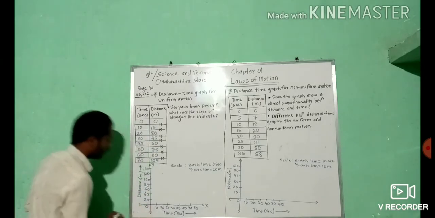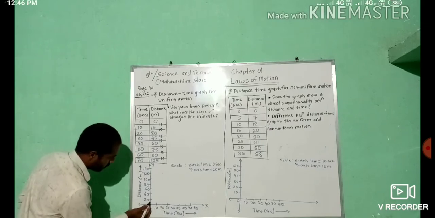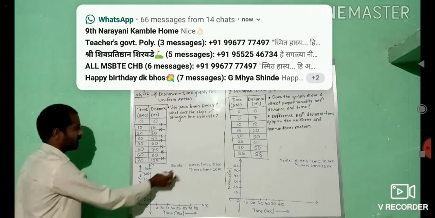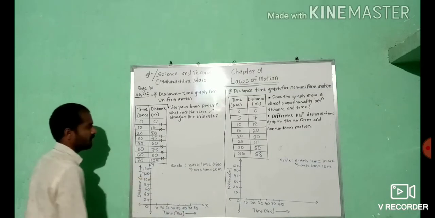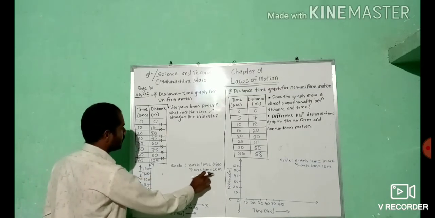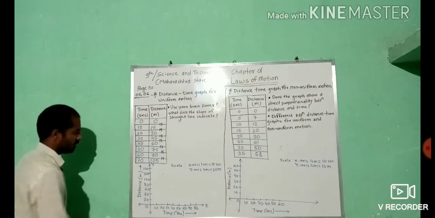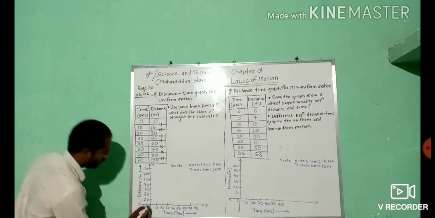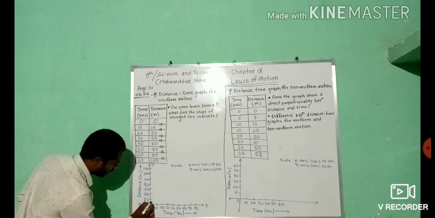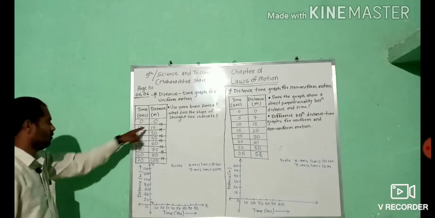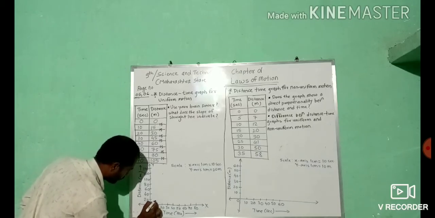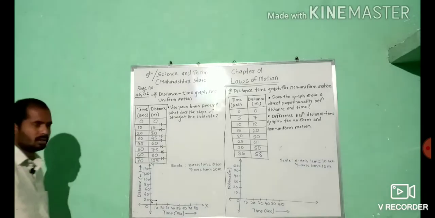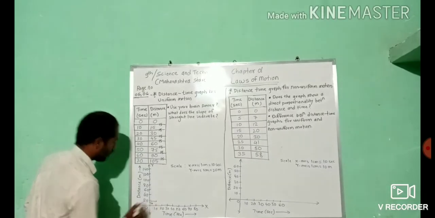Suppose the scale is that for the x-axis 1 centimeter is equal to 10 seconds, and for the y-axis 1 centimeter is equal to 20 meter. So whatever the middle value is, that is the 10 here, and you have to plot the 15 in between 10 and 20, something like this. So you have the first point there.